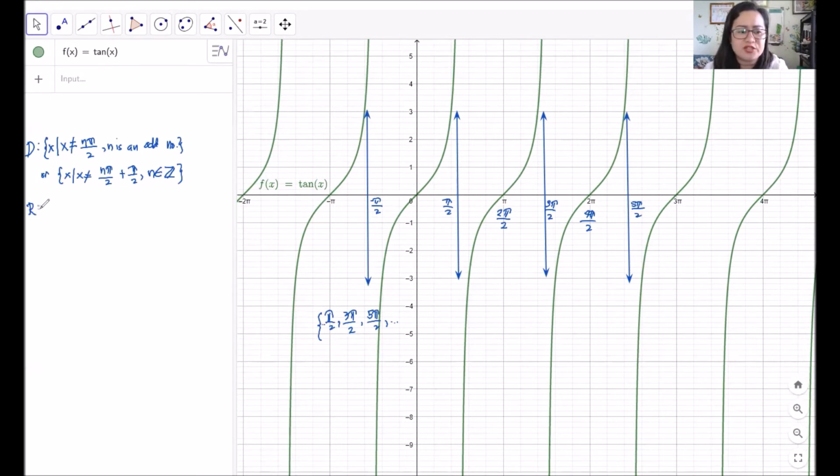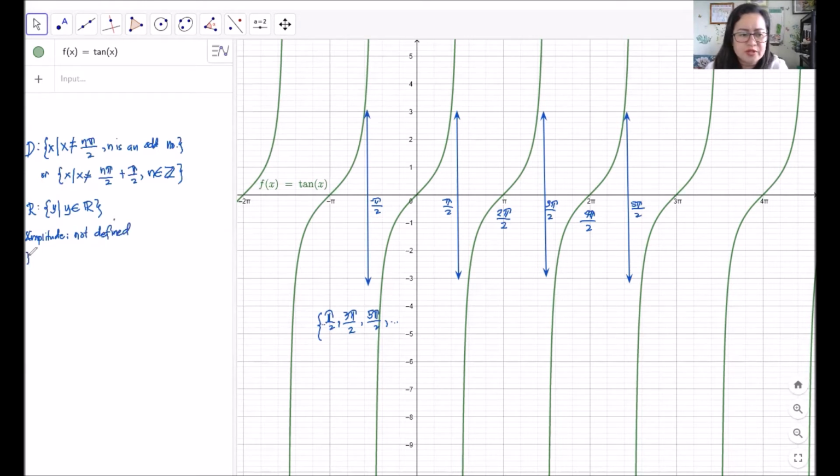Now let's have the range. As you can see, the graph goes up and goes down infinitely. So we can say that the range of tangent x is the set of all y such that y is an element of the set of real numbers. We cannot determine the highest and the lowest value of the given function. So if we're asked to get the amplitude of tangent x, then we can say that it's not defined.